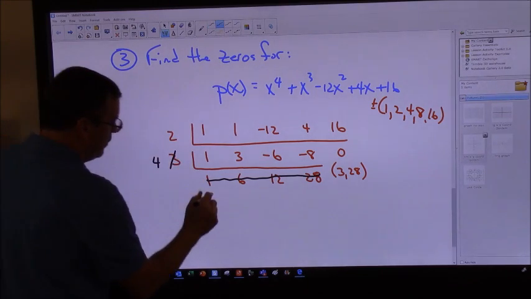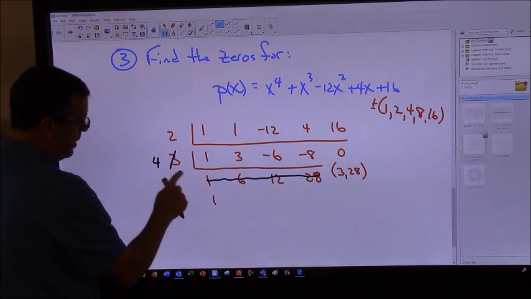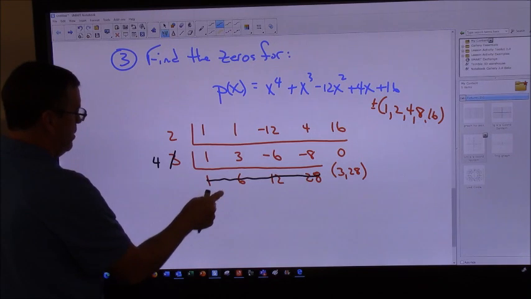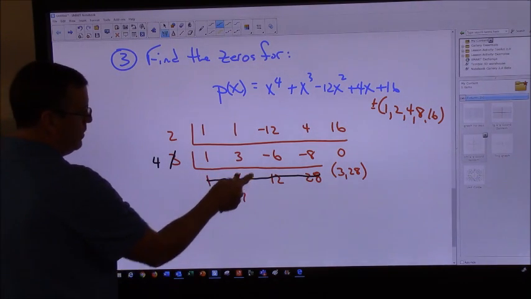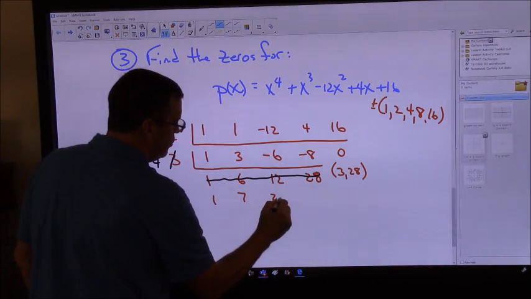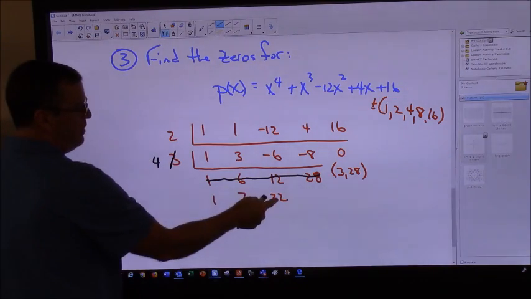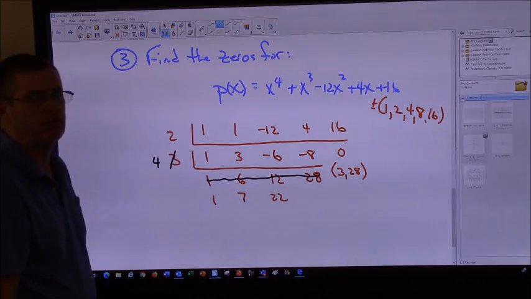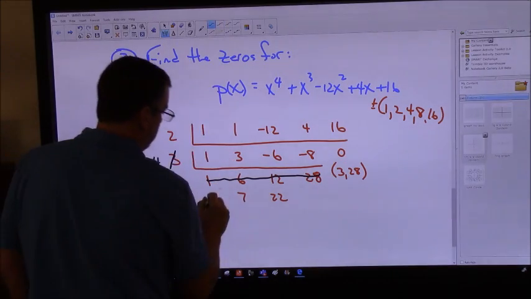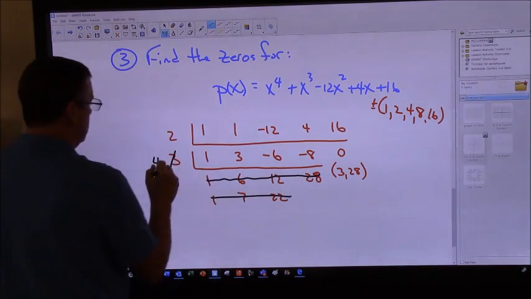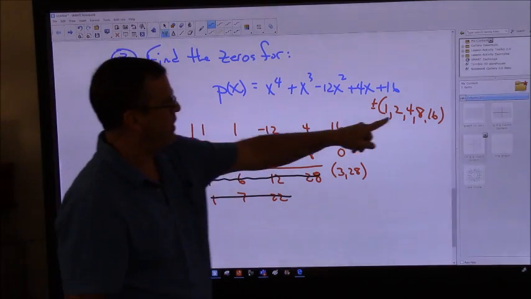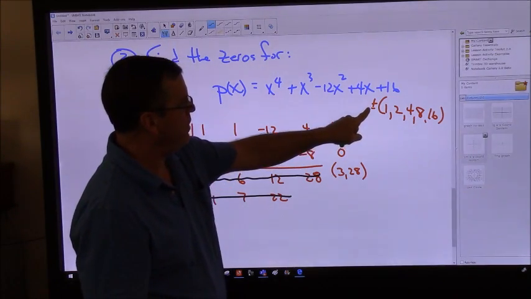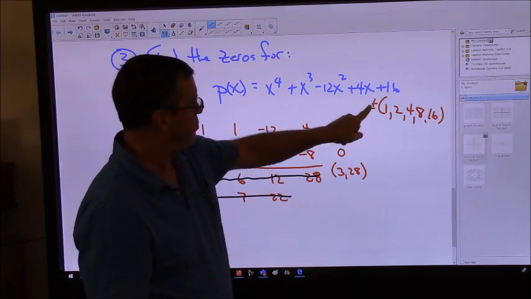That didn't work. Let's try 4. Okay? So I bring the first number down. I multiply, I get 4. Add that to 3, I get 7. Multiply here, I get 28 minus 6, that's 22. Here I get 88 minus 8, that's not going to work either. Cross it off. Let's try another number. So maybe this time, instead of trying 8, maybe I want to go and try a negative number. Let's try negative 1.